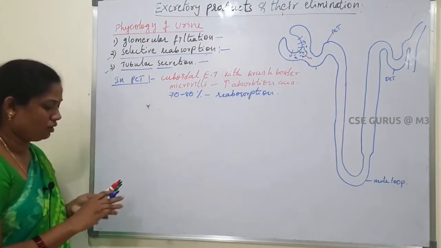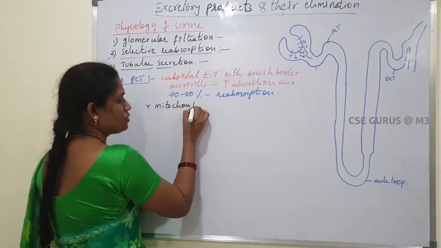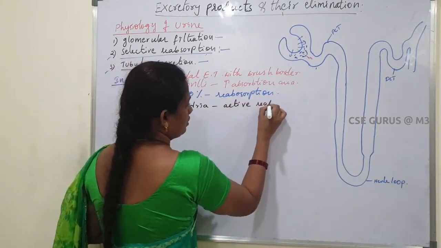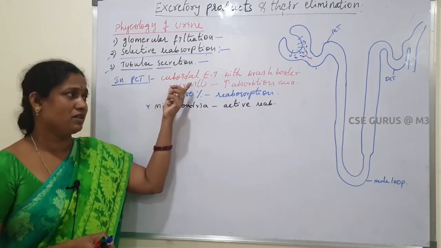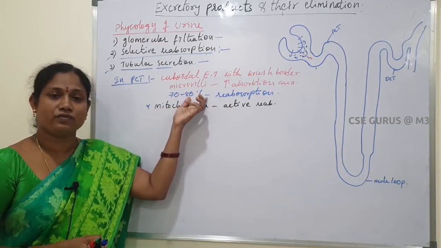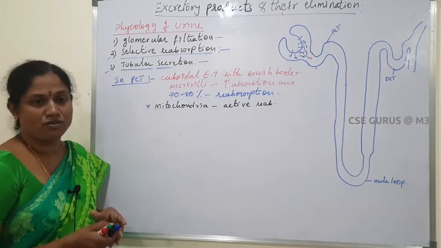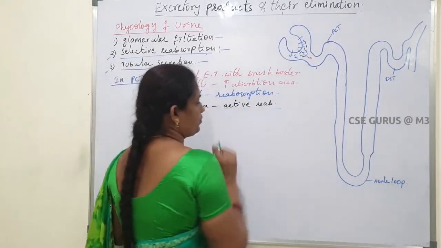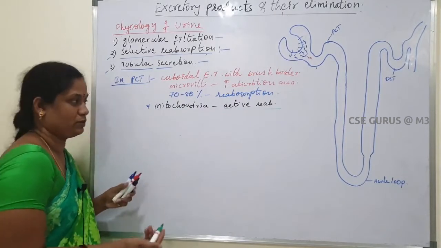Also, a lot of mitochondria are present, and they provide the energy for active reabsorption. Many microvilli increase the absorption area, so 70 to 80% of reabsorption takes place in the PCT. Here both active reabsorption and passive reabsorption take place.